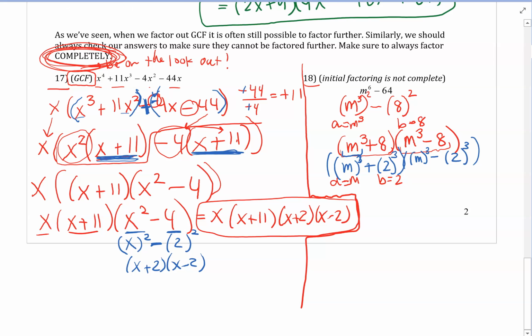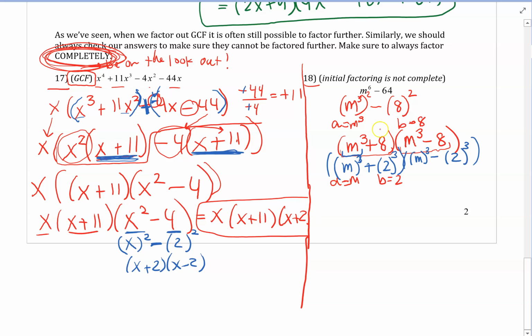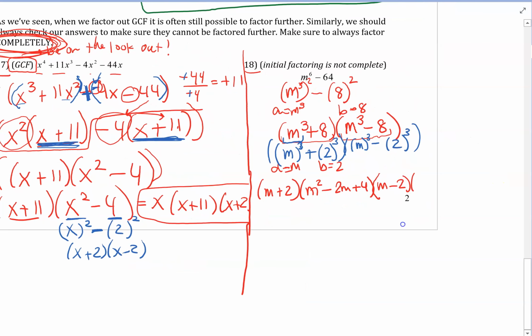I'm going to move this out of the way so we can kind of follow better. Okay, so now I have m plus 2 times m squared minus 2m plus 4. That's from this first one, but I still have to keep going. Now I have m minus 2, and then I have m squared plus 2m plus 4. So I had 4 total factors in my answer.